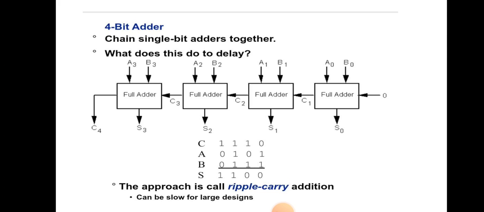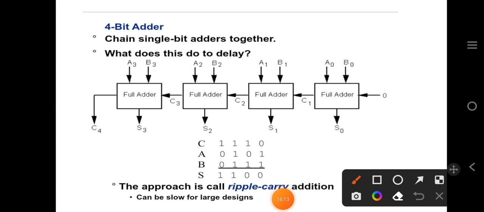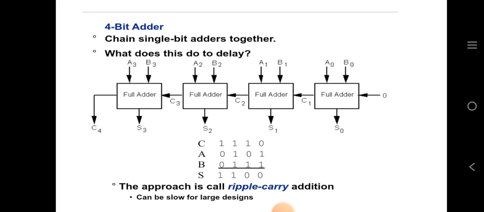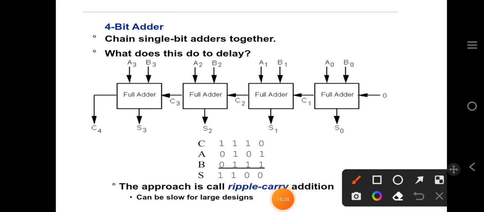Here I have explained one example of a 4 bit full adder. So chain single bit adders together. So here what you can see is nothing but a chain of full adders. This is a full adder. So what will be the input of this full adder? A0, B0, and this is C0. So this full adder will give the outputs as one sum and one carry.